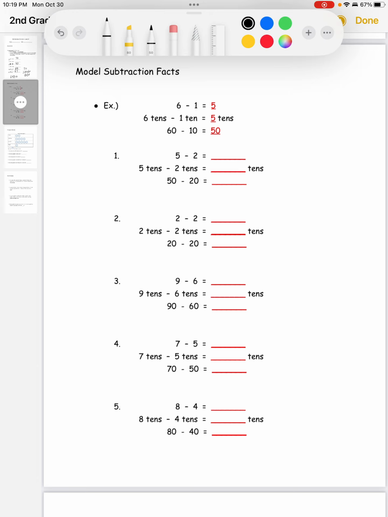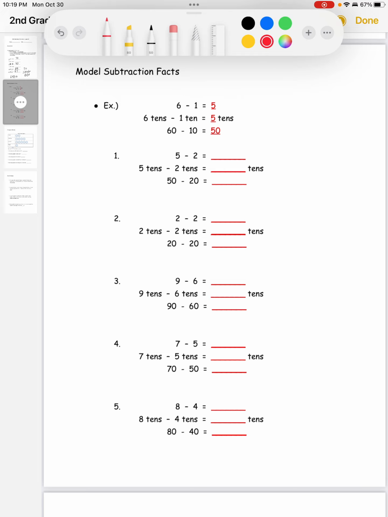Next page. Model subtraction facts. Example. 6 minus 1 equals 5. 6 tens minus 1 ten equals 5 tens. So 60 minus 10 would equal 50. So this concept is the same. We're using mental math again, but it's just subtraction.